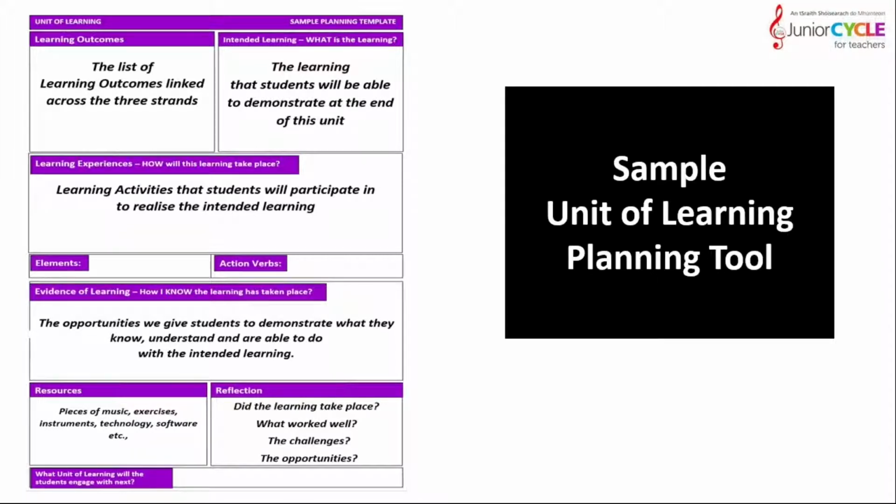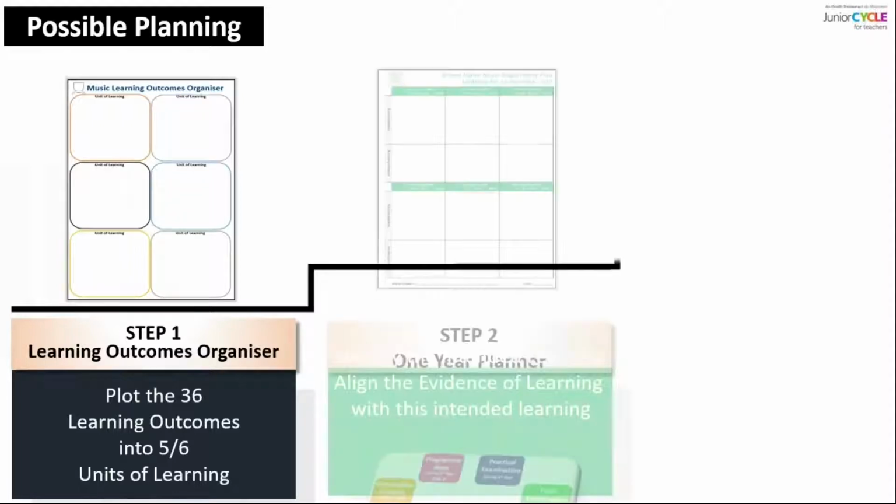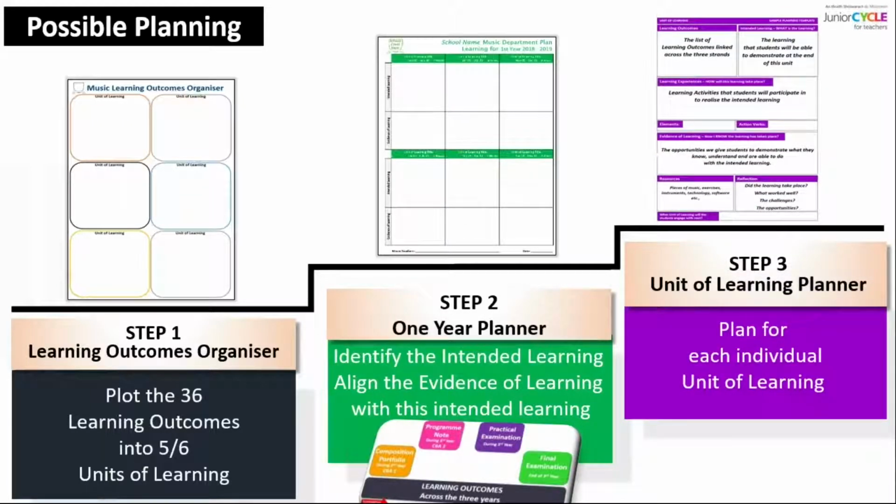So to recap, step 1 involves linking the learning across the 36 learning outcomes and plotting into 5 or 6 units. Step 2 consists of identifying the learning for a particular year group and aligning the evidence of that learning at the same time. Step 3 is concerned with planning more deeply inside each of the intended learning units.